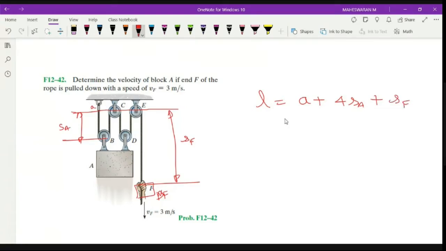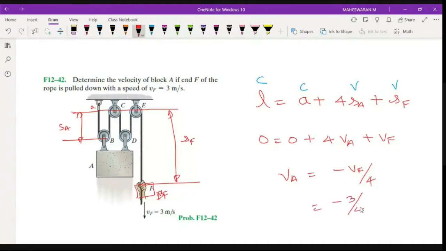So differentiate this, you'll get 0 is equal to, so of course, you can identify. These are the constants. These two are variables. So you can easily identify. So 0 is equal to 4 VA plus VF. We are asking you to identify block A, which means VA I want. So VA is equal to minus VF by 4, which is equal to minus 3 by 4 meter per second. This is another way. These are the things which you have to consider.